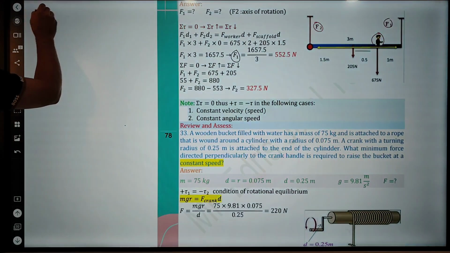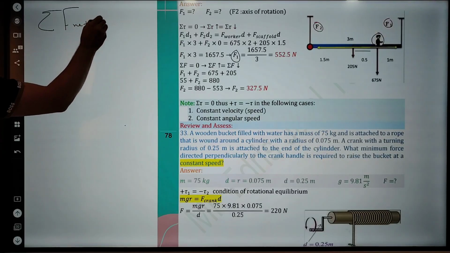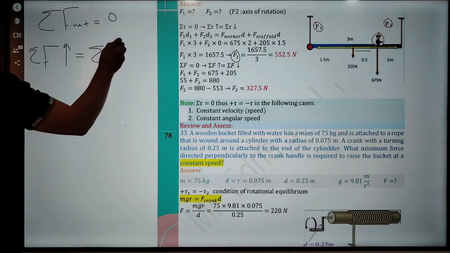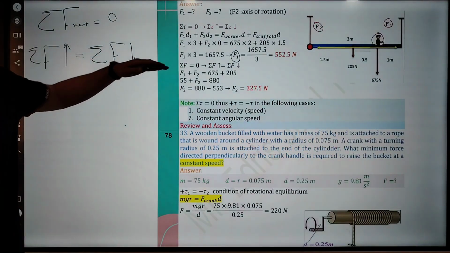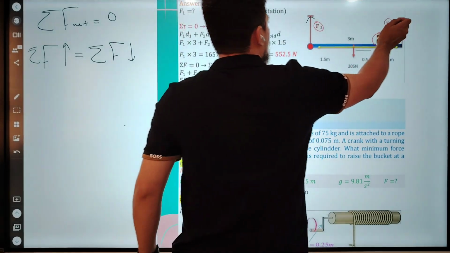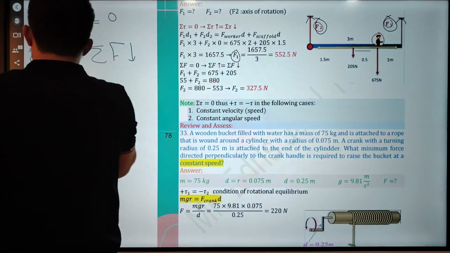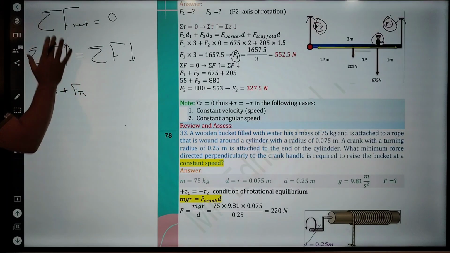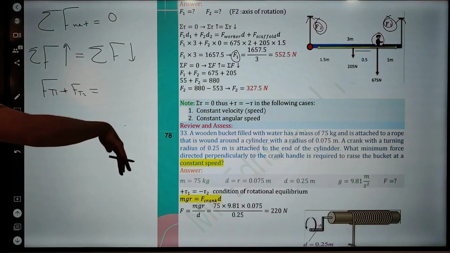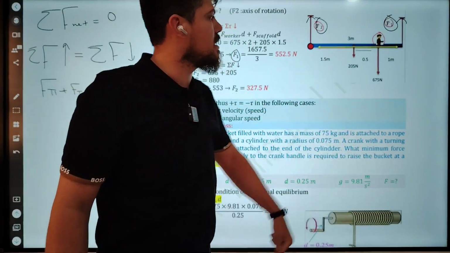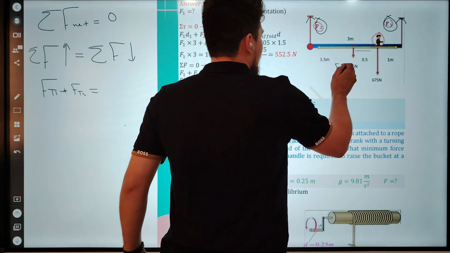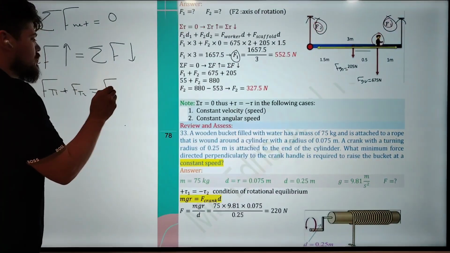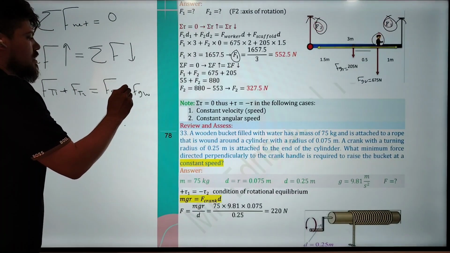Okay, in the translational equilibrium, net force is equal to 0. All upward force is equal to all downward force. The forces that are acting upward, how many forces do we have? 2 forces, F1 and F2, or Ft1 plus Ft2. All upward force acting on the scaffold is equal to all downward force. How many forces do we have that are acting downward? 2 forces, Fg scaffold and Fg worker.